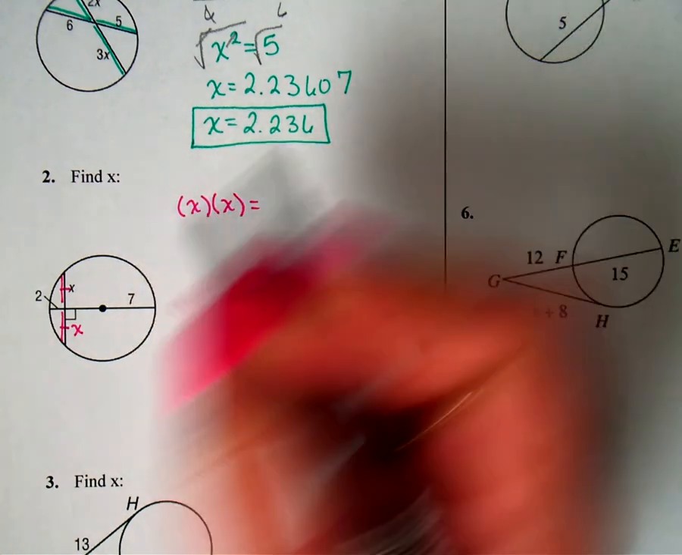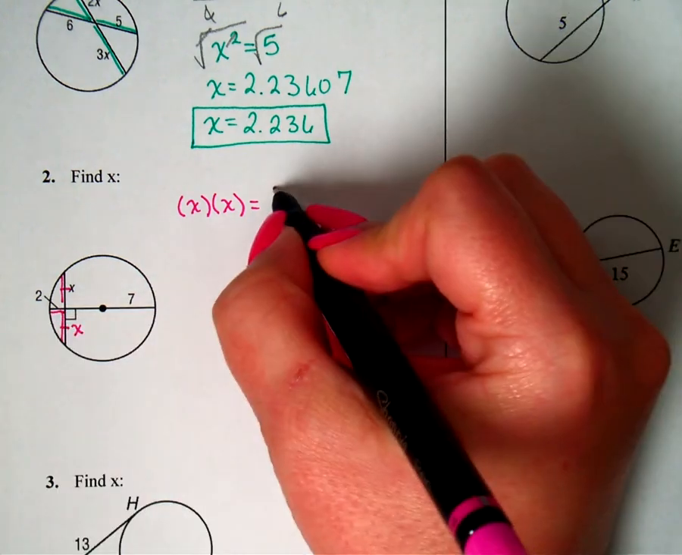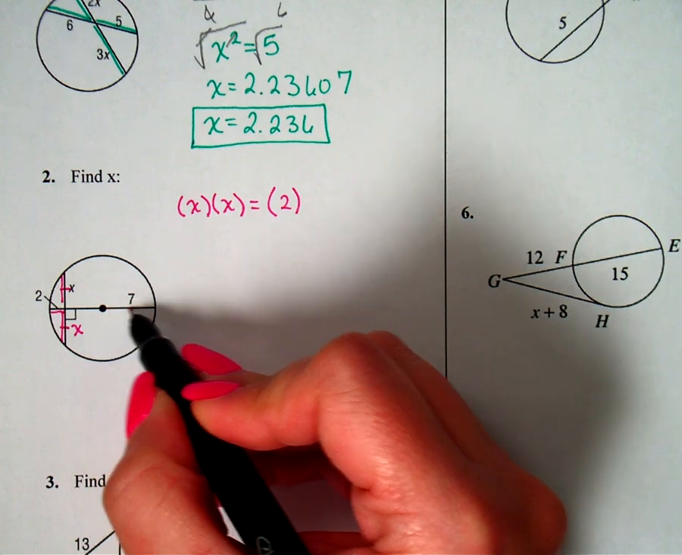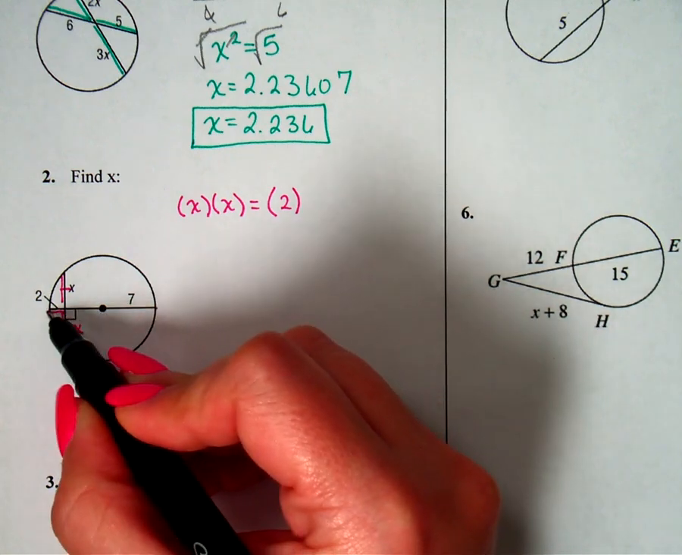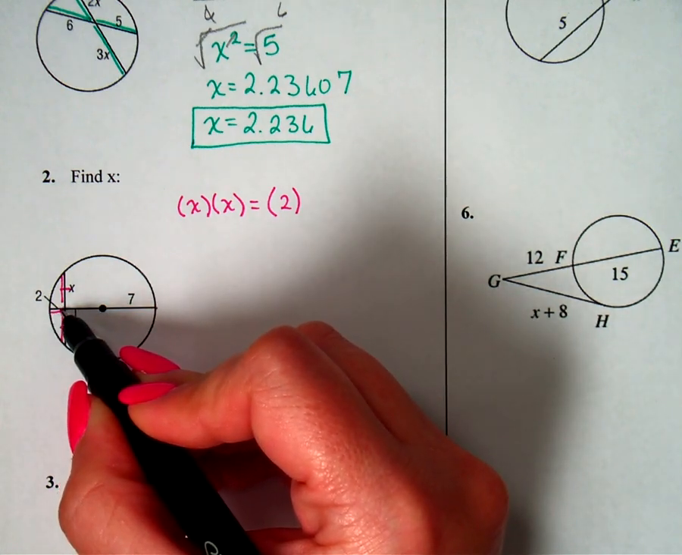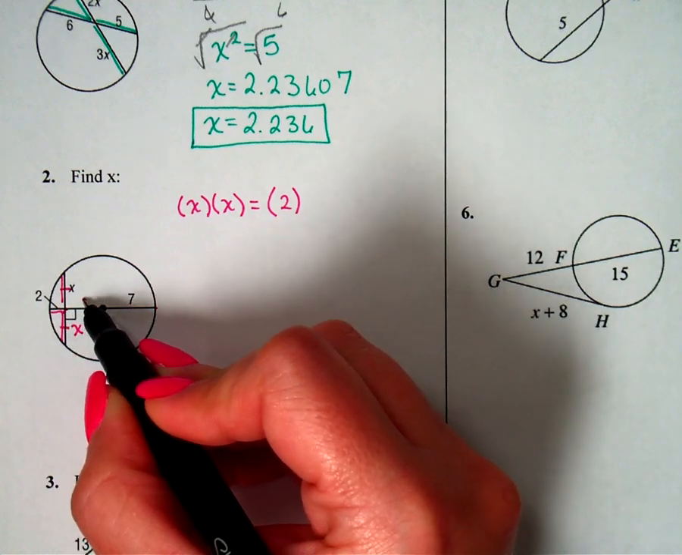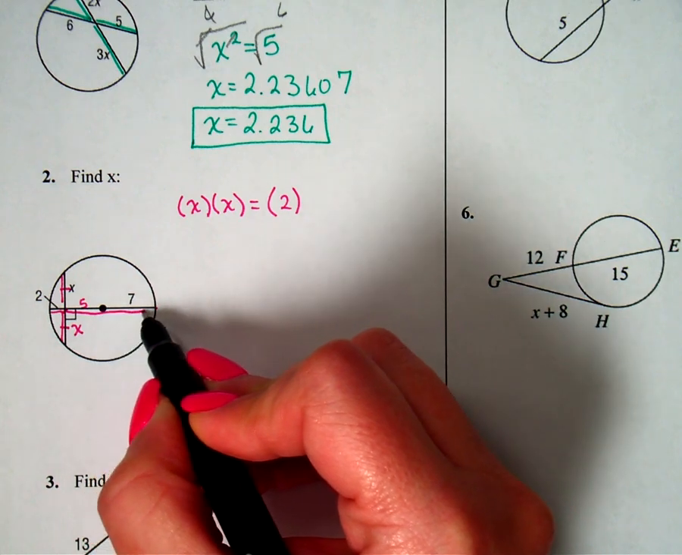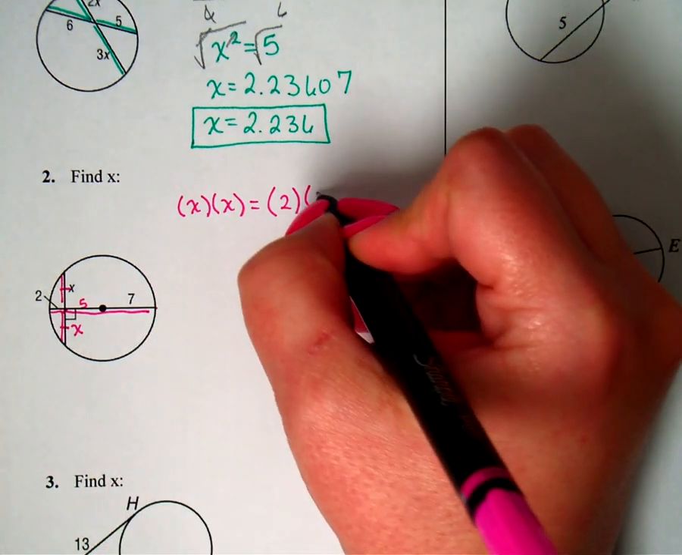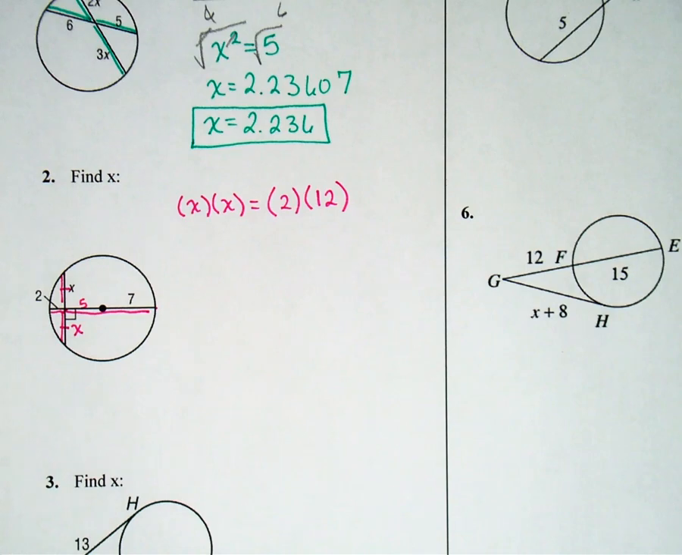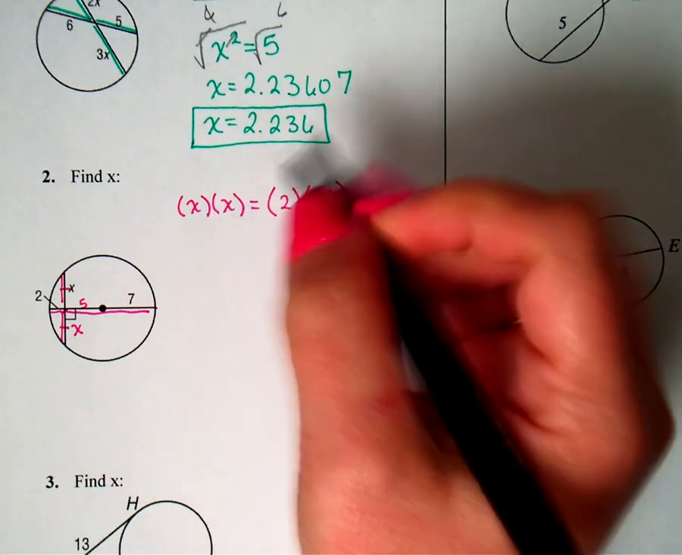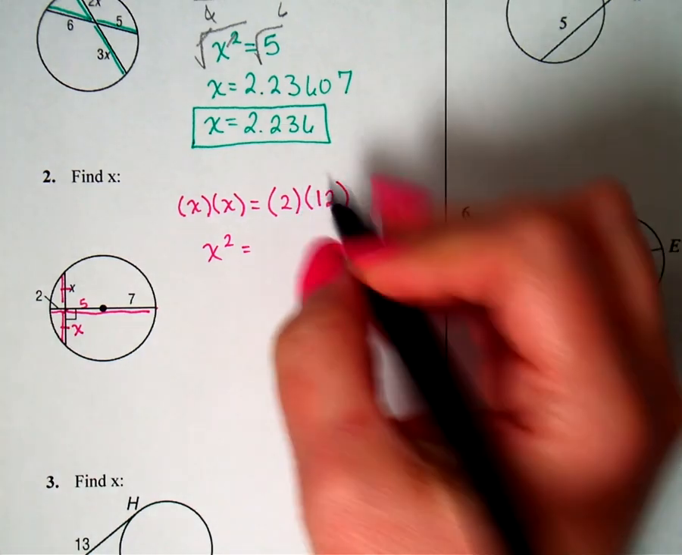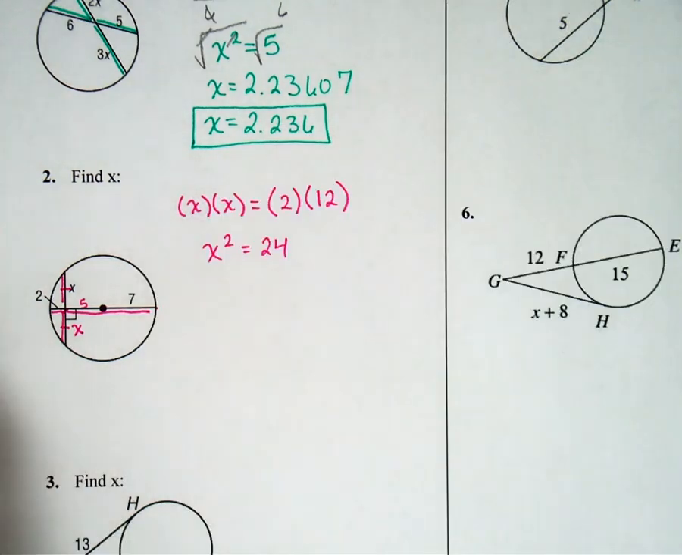That's going to be equal to, then I look at the other one, I've got 2, and it's tempting to say 7, but remember, 7 is just the radius. If the radius is 7, and I've already gone 2, then left here is 5, so this whole segment then is really 7 plus 5, which is 12. Okay, so we end up with x times x, which is x squared, equals 2 times 12, which is 24, and then I have to square root.